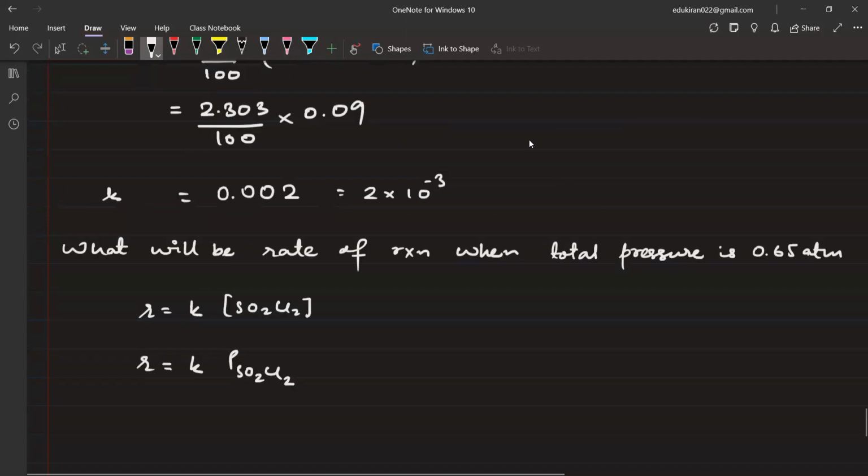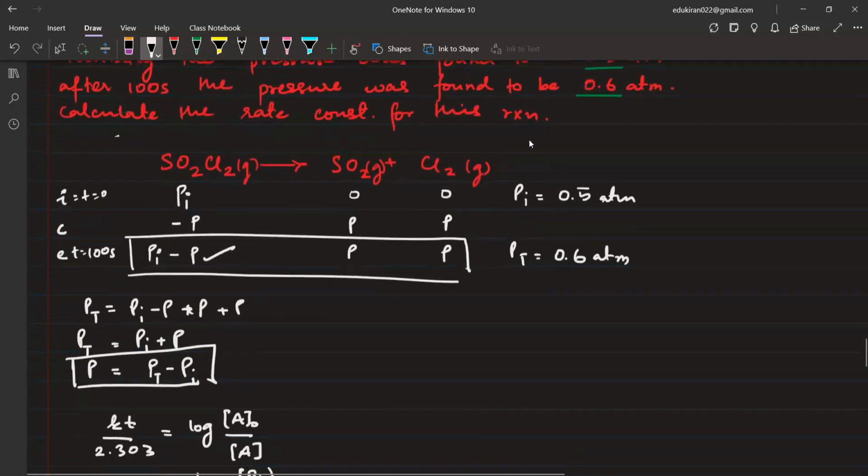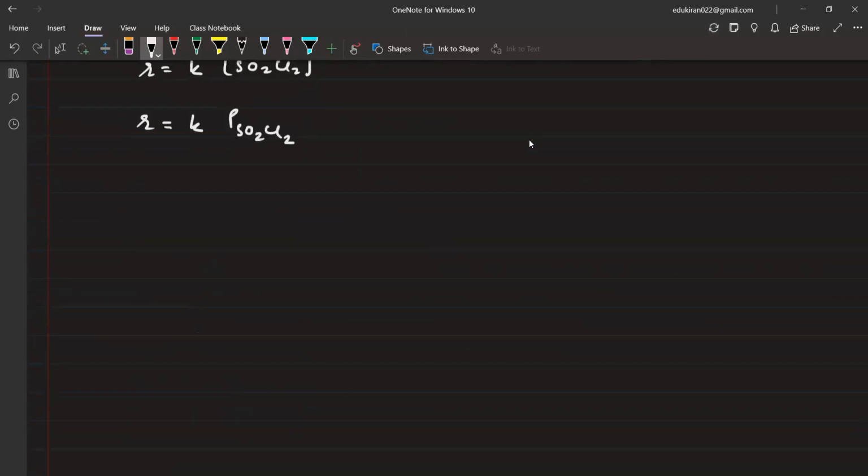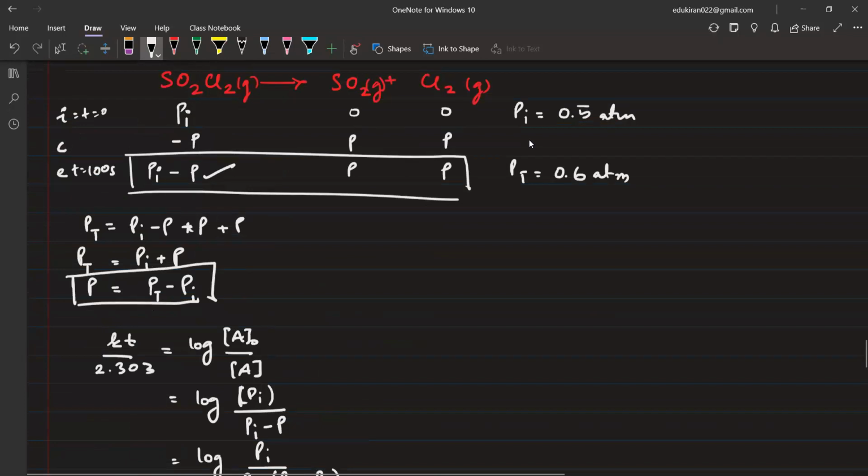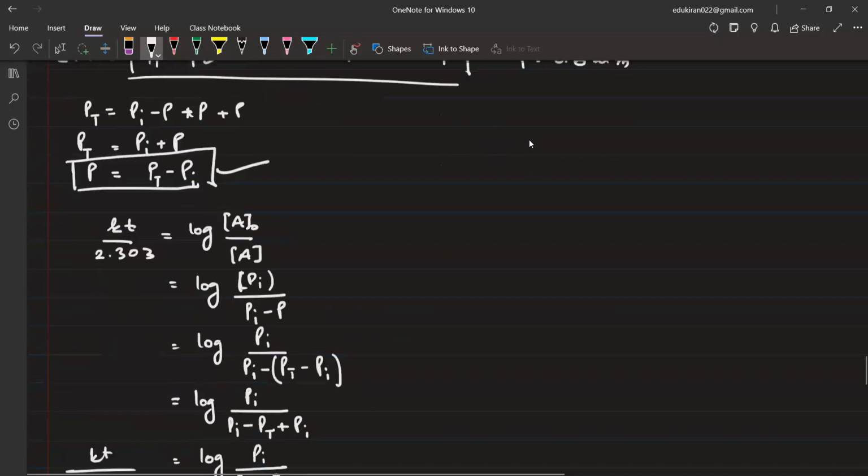SO2Cl2. And what is the pressure of SO2Cl2? It is nothing but Pi minus P. Right? The pressure of SO2Cl2 is Pi minus P. And the P we have got, P is equal to what? Look here, P is equal to PT minus Pi.